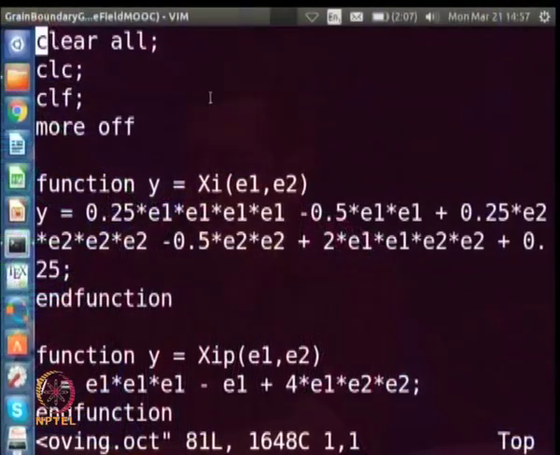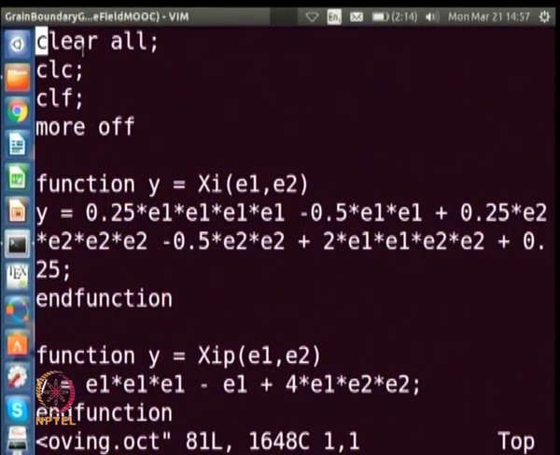Welcome. We are modeling the grain boundary grooving problem. So, we have seen the free energy, we have seen the initial microstructure that we need to construct, and we have seen the evolution equations. So, here is an Octave script that does this problem.